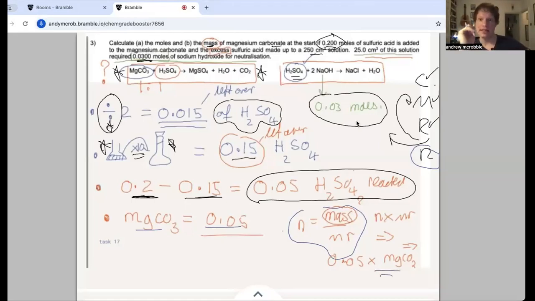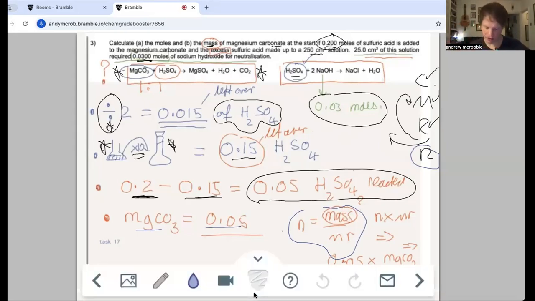Excess, yes, indeed. That's back titrations. So if you're following that, very well done. If not, please do watch the lesson back. So we're going to move on now.